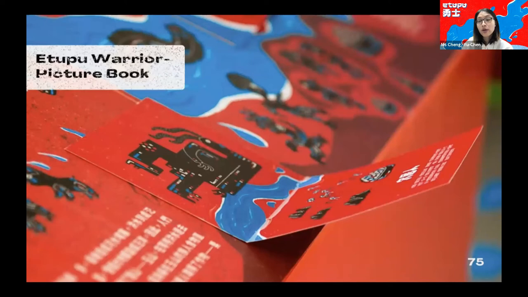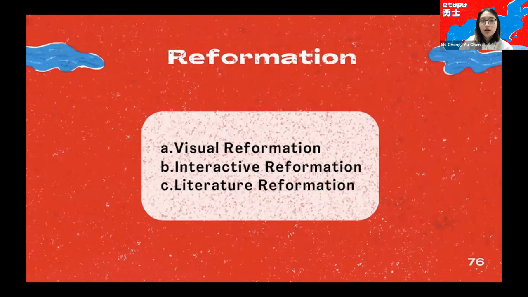So today we talked about three major points about our exhibition. First is visual, and then it's interactive. The final part is literature. And now Jyun-Lun will conclude the sharing for us.